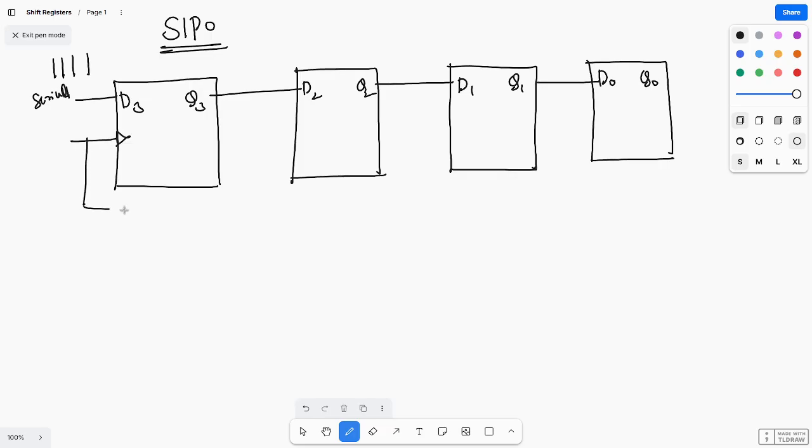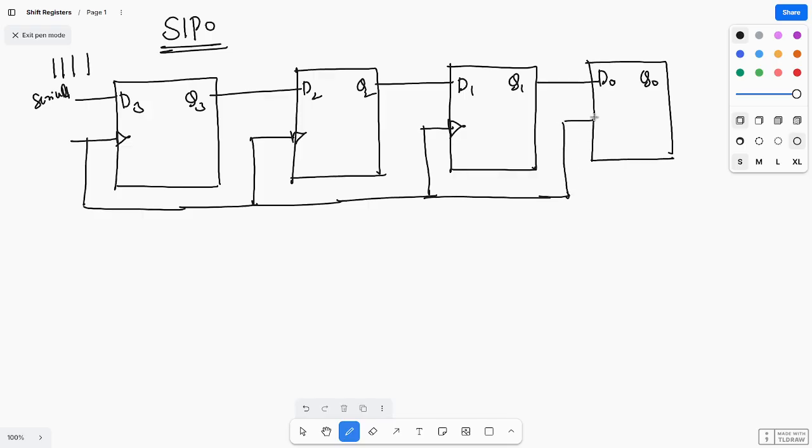done in parallel. A common clock is given to all the flip flops as this is a synchronous sequential circuit. This is the passage of clock. During the passage of clock, all the flip flops will be triggered. So first I'm writing clock.